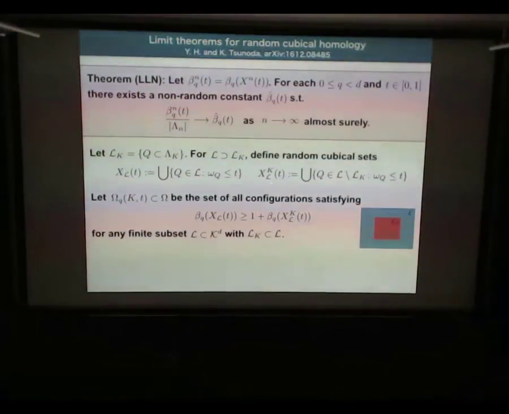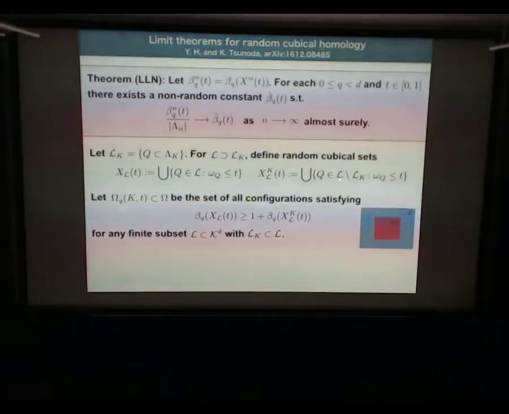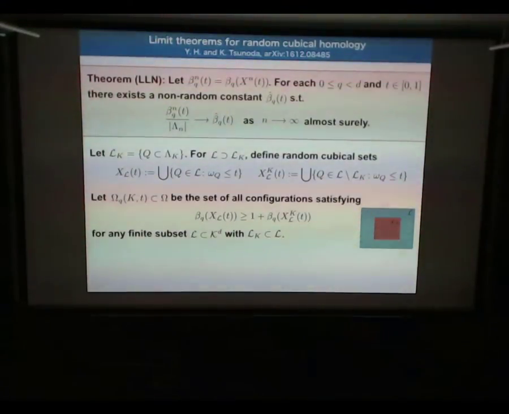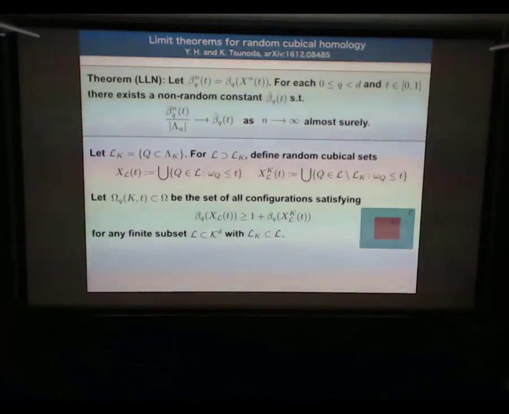And XKL, similarly, is defined by the elementary cubes in L but outside of Lk. So it means that we are only focusing on the random cubical set in the blue part, not in the red part, sorry.